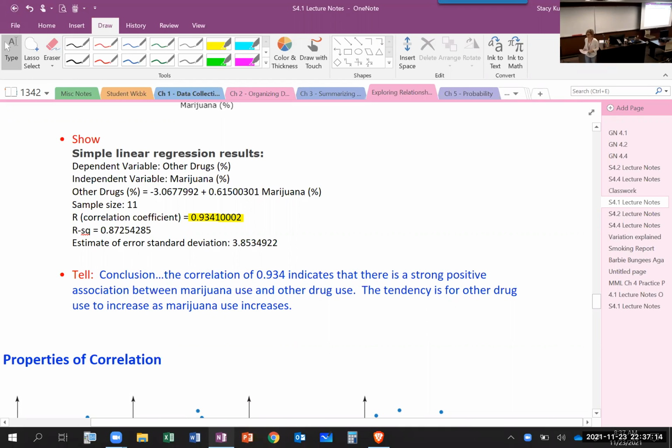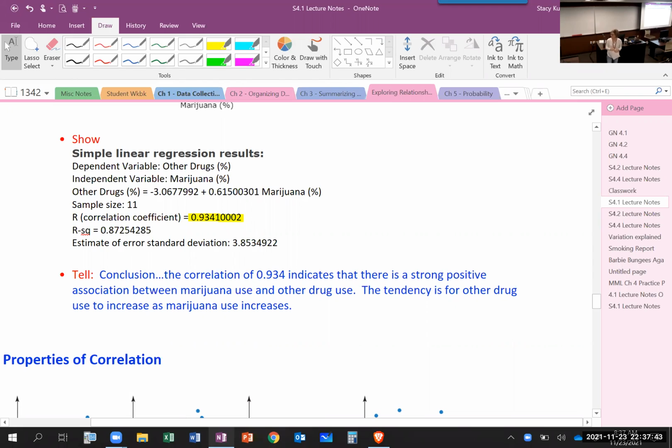There's a couple of things about that last sentence. First of all, they're kind of defining for the reader, or interpreting, I should say, for the reader, in terms of this context, what it means for there to be that positive association. As marijuana increases, then other drug use increases, right? Whereas other drug use was increasing, marijuana increases as well, right? So they're interpreting that for the reader, which is important, okay?